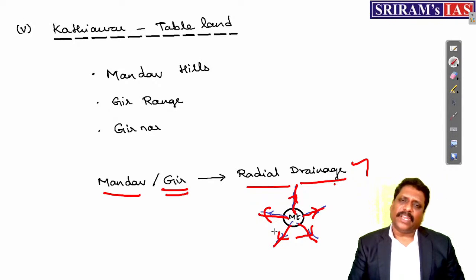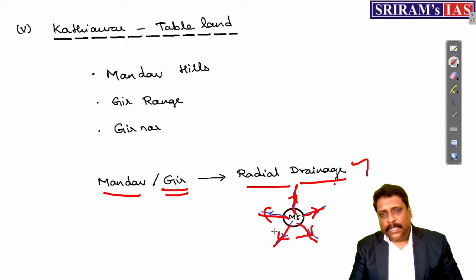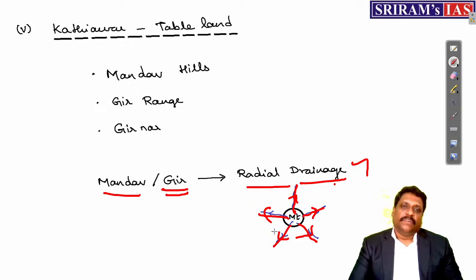See, maximum I can have n number of rivers, right? But to be very precise, at least two. Somewhere justify that it is an example of a radial drainage. The minimum number of rivers needed is what? Three. Right, my dear friends.